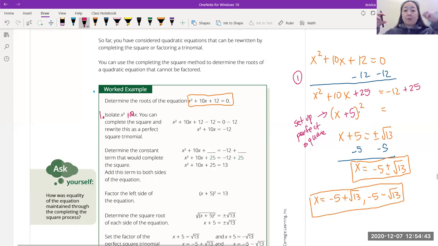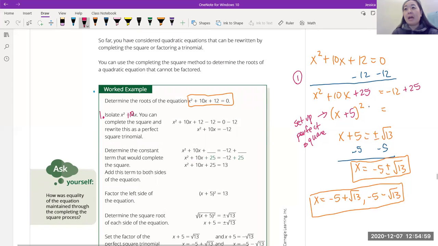Whatever you add on one side, you have to add on the other side. Or if you're subtracting on one side, you've got to subtract it on the other side. Just like how I did here. I subtracted 12 on the left-hand side, so that's why I had to subtract 12 on the right-hand side to keep that equal. Or else it's not going to be equal. It's going to be uneven, right?